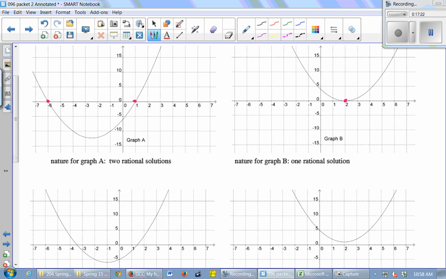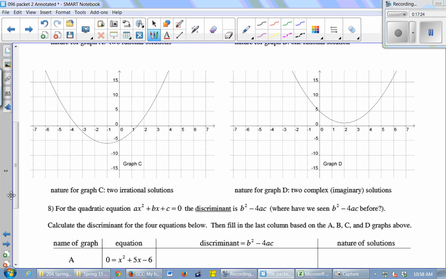All right. Graph C, I have 2 solutions, but it doesn't look like they go through nice points, right? So I have 2 solutions, but they're both irrational. And then in graph D, I have no real solutions. It does not cross the x-axis, so I have 2 complex solutions.